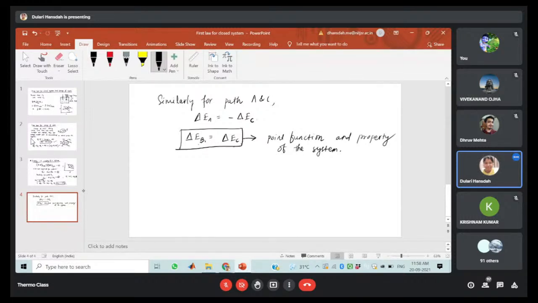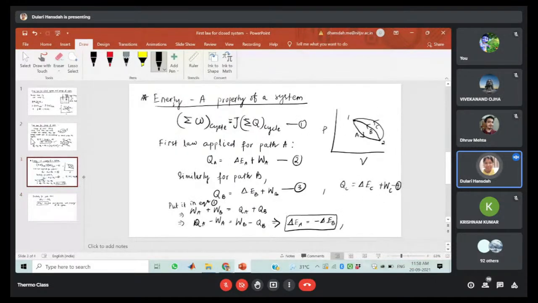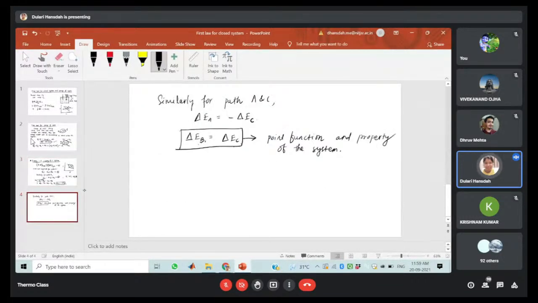Here, delta EA is equal to minus delta EB. So in this case, delta EA is equal to minus delta EC. So if we are comparing these two equations, then we can write that delta EB is equal to delta EC.